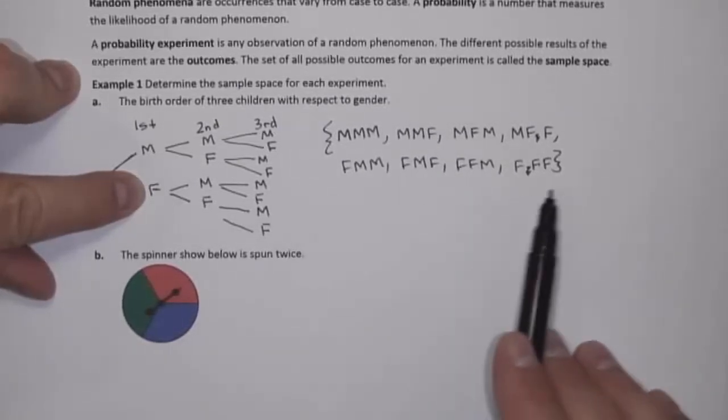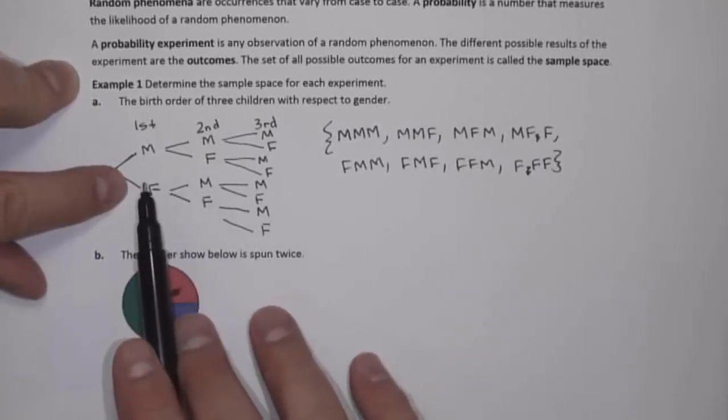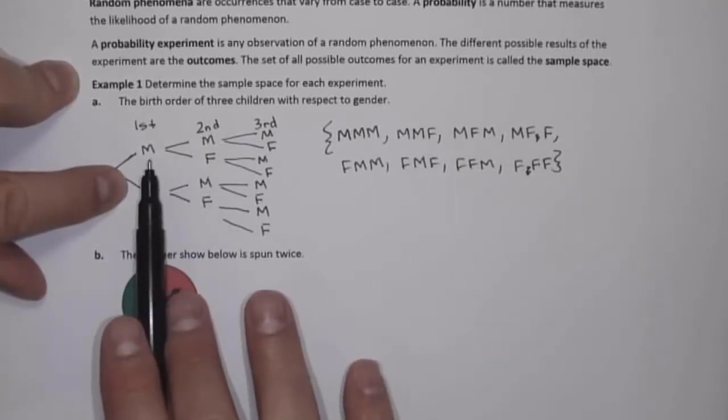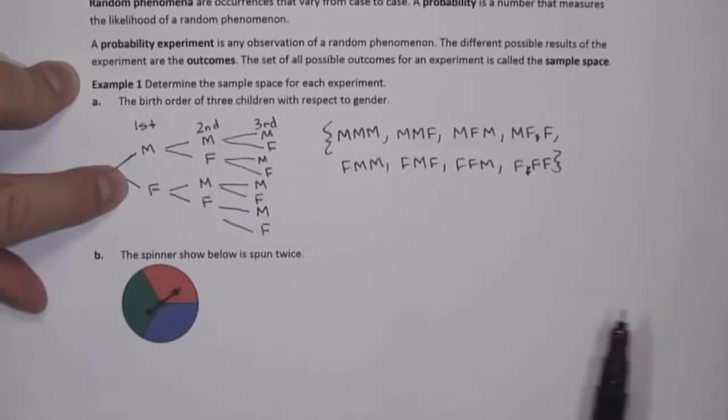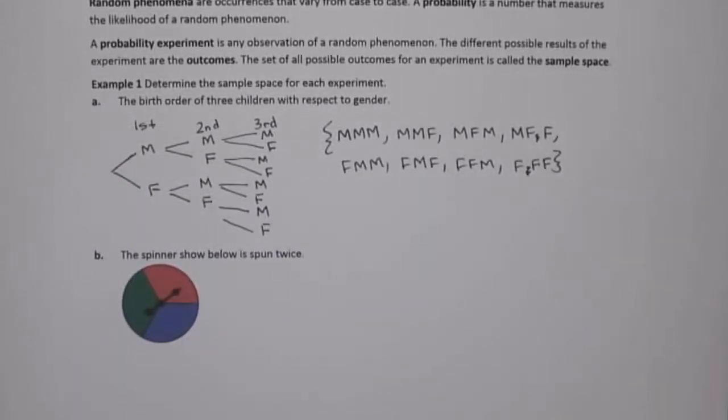So these are the 8 possibilities, the 8 possible outcomes when we look at the gender of 3 children and we think about the order that the births could be. So this would be the sample space. Now take a look at part B.